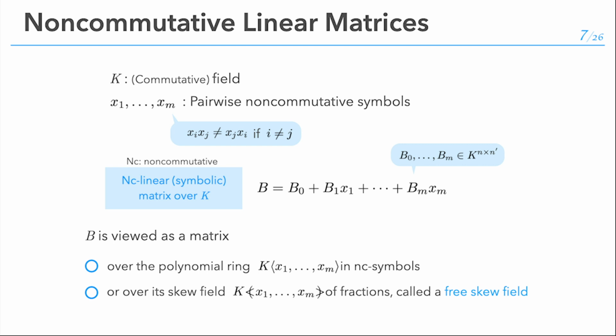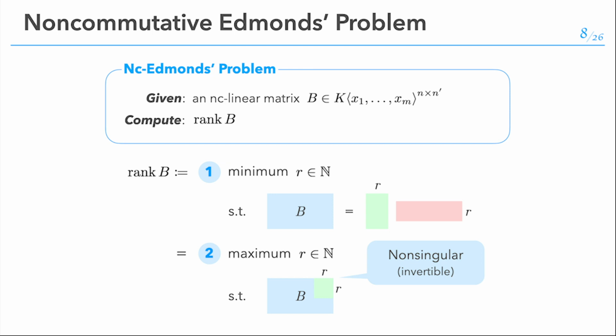Here, skew field is a division ring. So the NC non-commutative Edmonds problem is as follows. In NC Edmonds problem, we are given a non-commutative linear matrix B, and then we want to compute its rank. Here, the rank of an NC linear matrix, which has non-commutative entries, is defined as follows. There are two equivalent definitions.